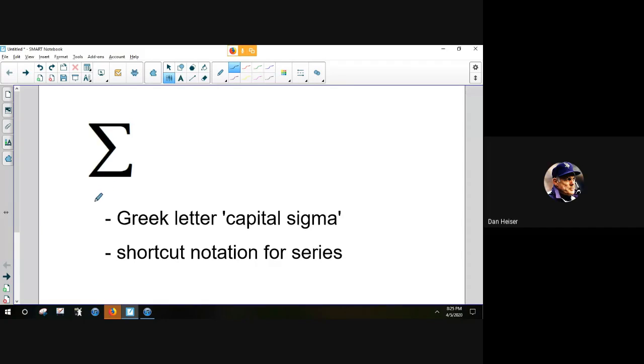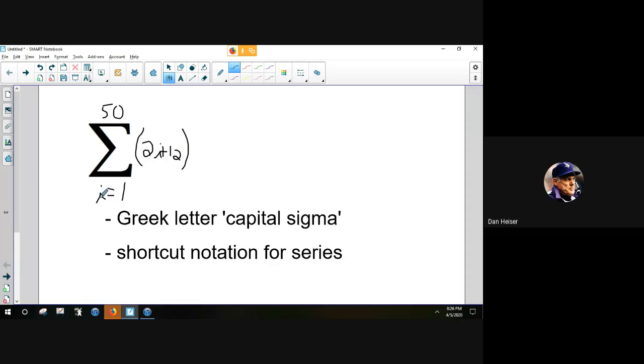Usually we see it written like this. We'll have some letter here. Usually it equals 1. There's another number up here. I'll just make one up, say 50. And then here, there'll be a bunch of stuff. Usually an expression, something like, I don't know, 2i plus 12 or something like that.